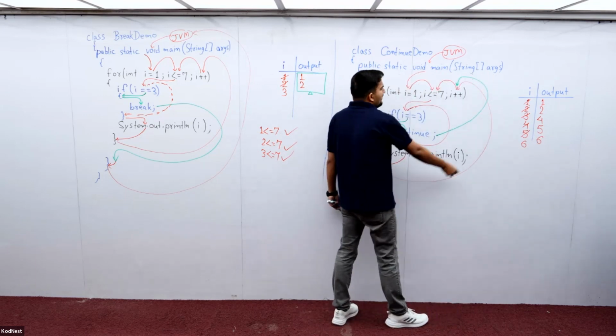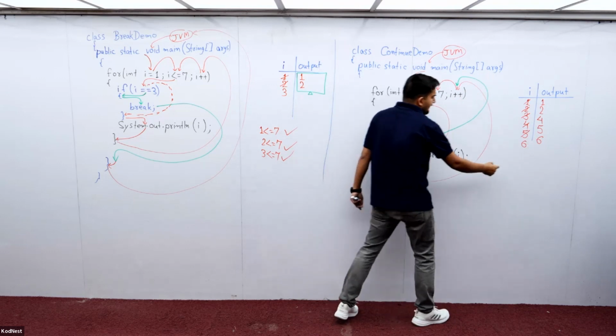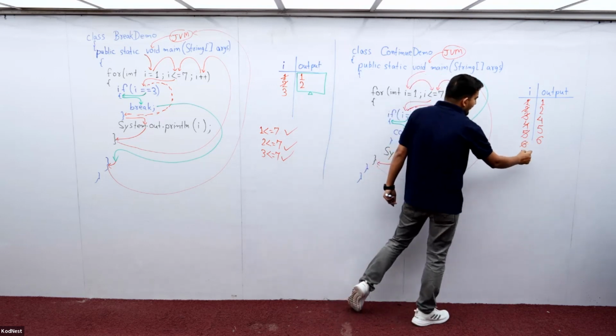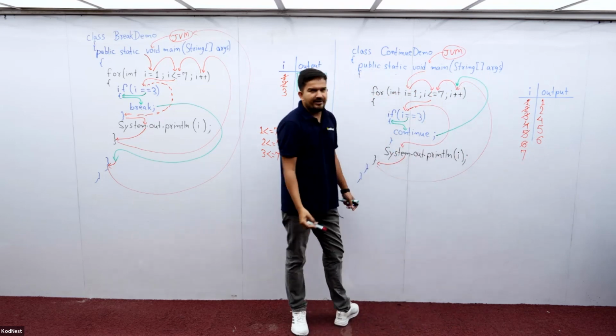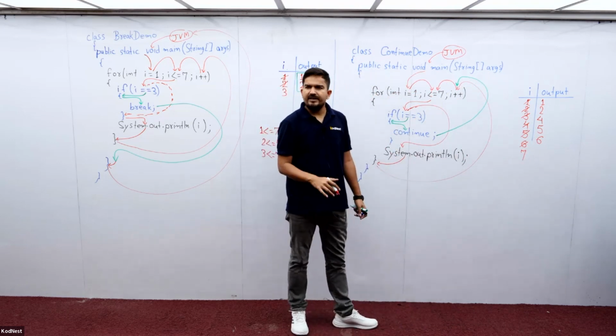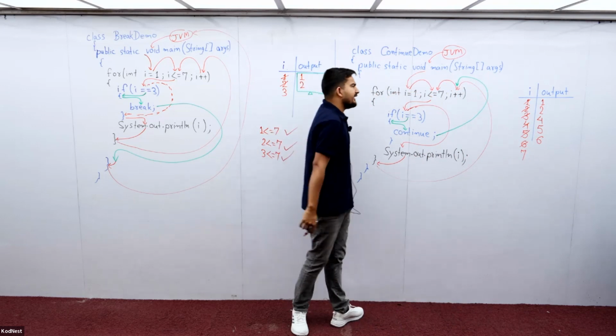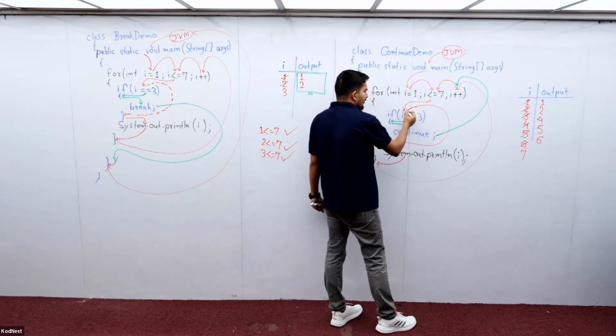End of the loop. Updation will happen. I plus plus will happen. The value of I is going to become 7. Condition will be checked. Is 7 less than or equal to 7? 7 is not less than 7, but it is equal to 7. Control is going to go inside.